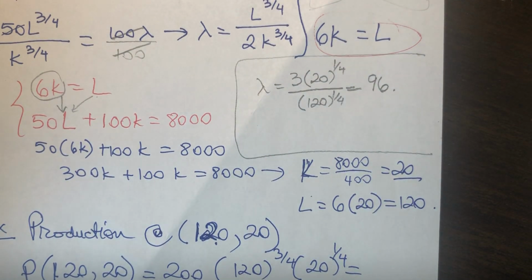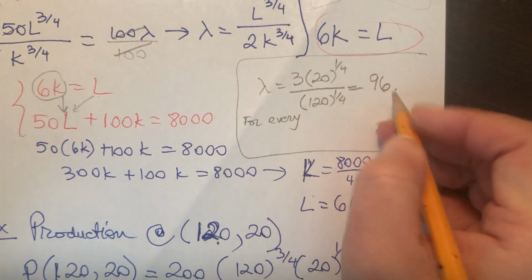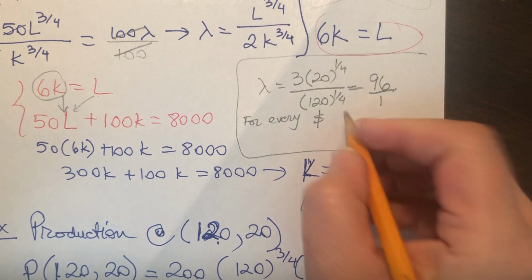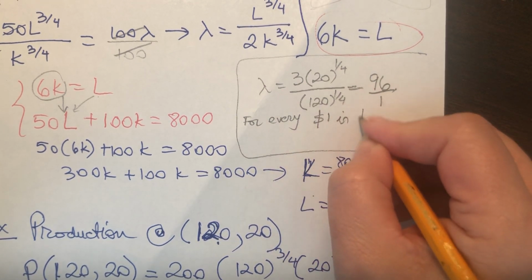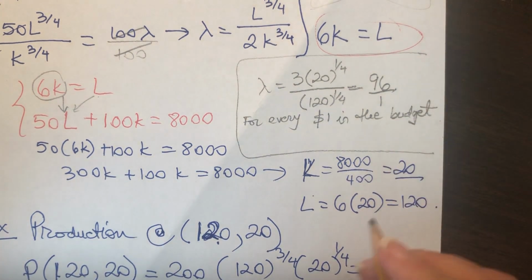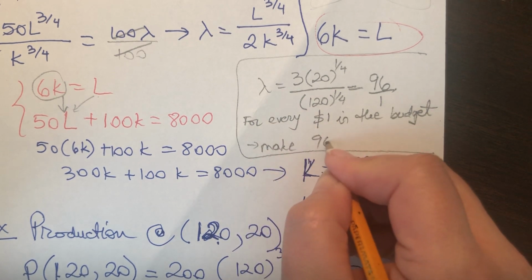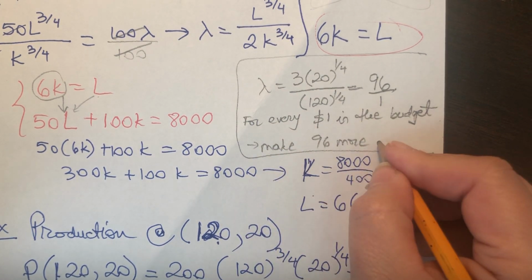All right. I guess that's what I have. If it's wrong, no problem. Let me know. So that's about 96, right? So that simply means what? For every extra $1 in the budget, so in other words, past the 8,000 that we already have for the budget, for every extra $1 that you can spend in the budget, you can make how many more? 96 more units. That sounds good.